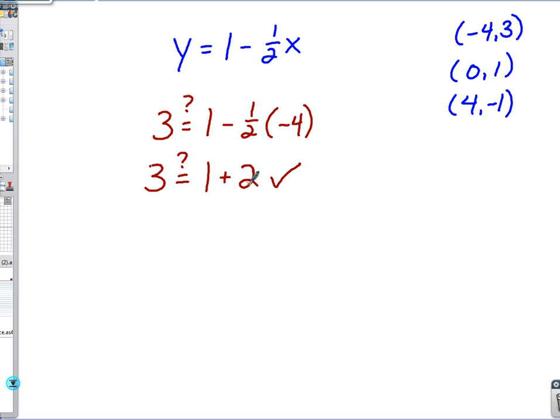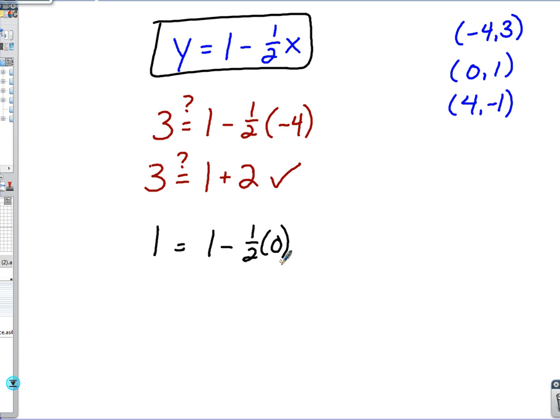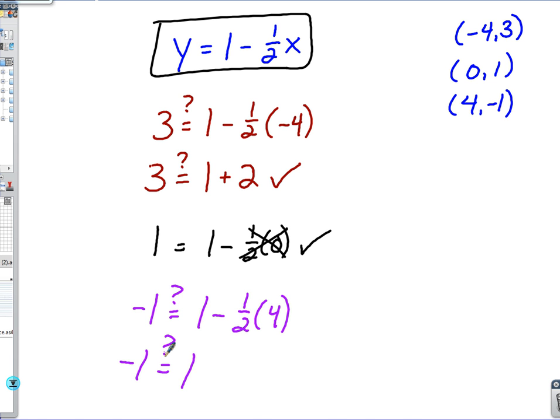We do the same thing with our next solution. Again, we're plugging in here, y equals 1 minus 1/2 times, in this case, 0. And we already know that 1/2 times 0 is actually 0. So 1 minus 0 will give you 1 equals 1, which is also a true statement. And our third one that we're plugging in, our y value is -1 equals 1 minus 1/2 times 4, with a question mark because we're still questioning it. 1/2 times 4 is 2, and 1 minus 2 does equal -1. So all three of those are solutions to this equation.